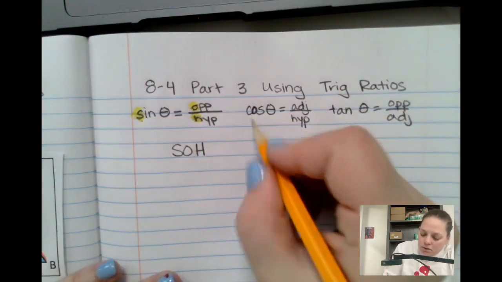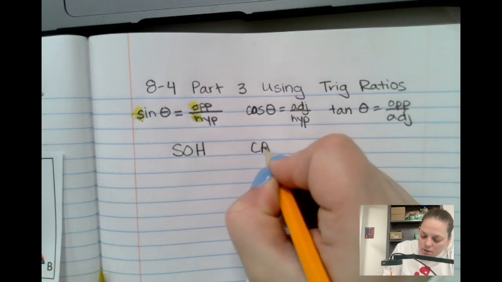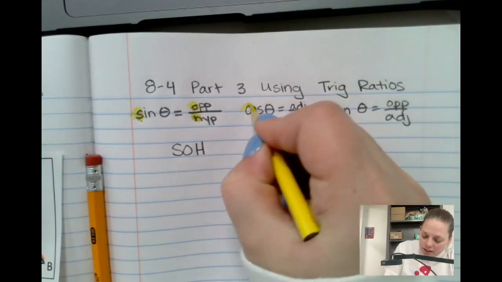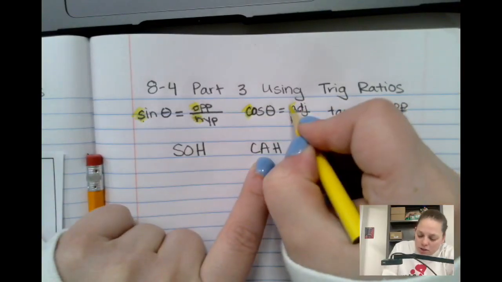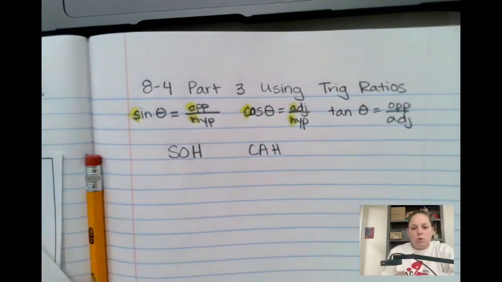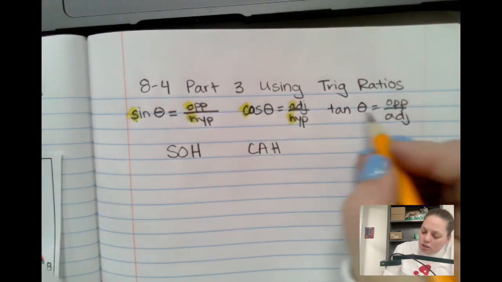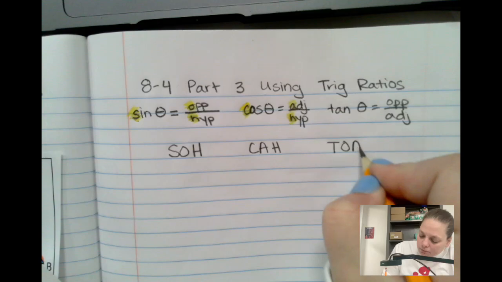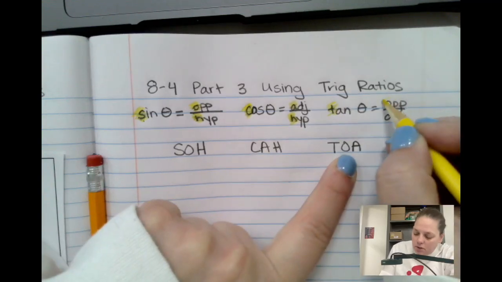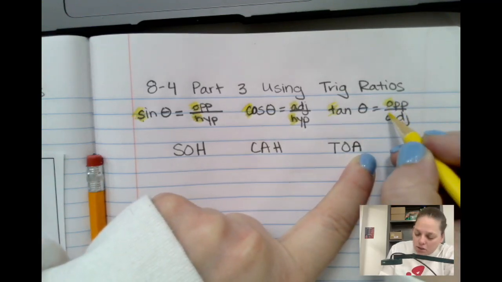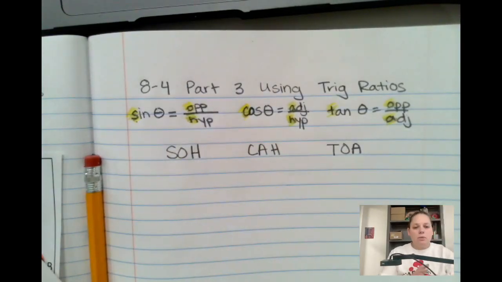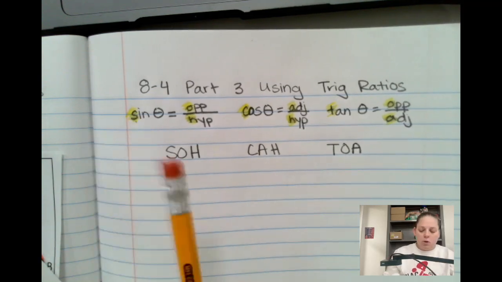Then we have CAH. Again, silent H. So C stands for cosine, and then A is our adjacent over H, our hypotenuse. So it just helps us remember which sides go with which ratio. And then tangent, we have TOA. T stands for the T in tangent, O is our opposite, A is our adjacent. So as we work today, I'm going to reference SOH CAH TOA, because that's a little bit helpful when we solve for things and we know which ones to use.